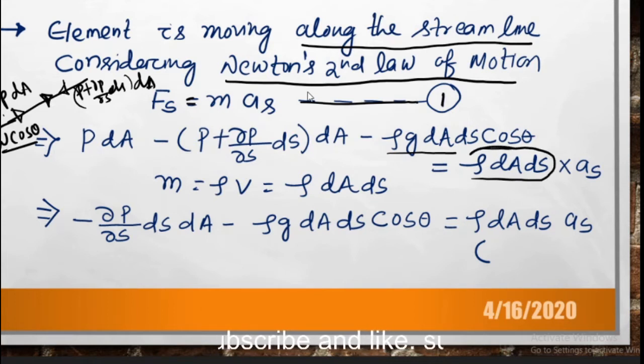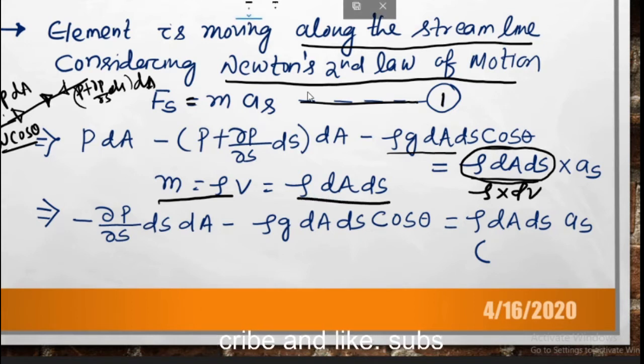Mass can be written as density into volume, so density into volume dV, which is dA into ds. If you open this bracket, the net final equation comes out to be this one, with rho into dA into ds.